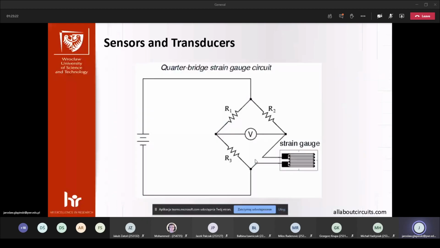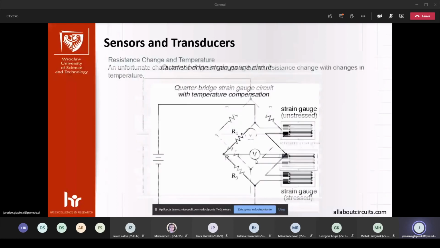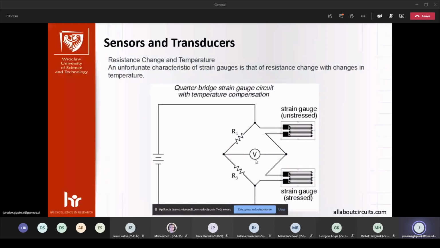Okay, what is another problem? As it was in the film, the change of resistivity of this element is very, very small. So we need a very high amplification system, but we can do something different.